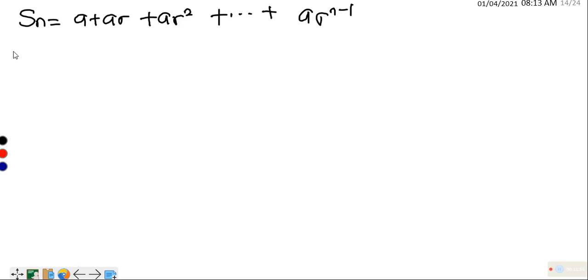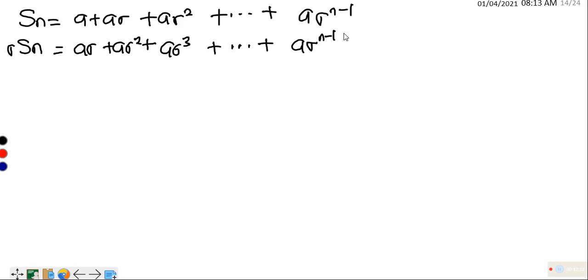Then the second one, we have rSn, that is multiply Sn by r. So rSn will give us ar plus ar squared plus ar cubed plus up to ar raised to power n minus 1 plus 1, which is simply ar^n. Now let's call this equation 1 and call this equation 2.